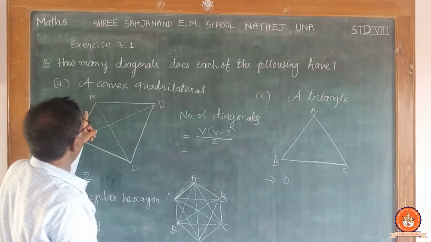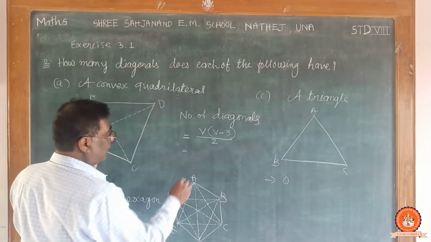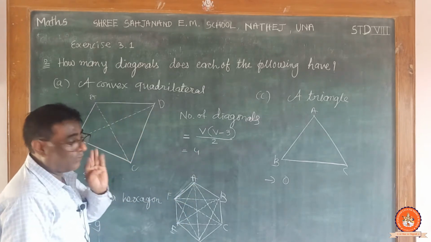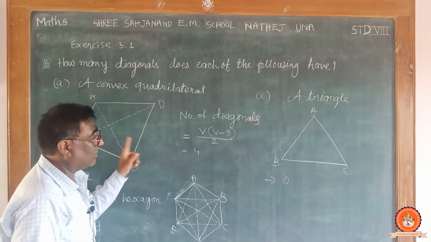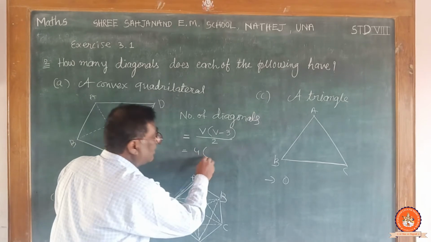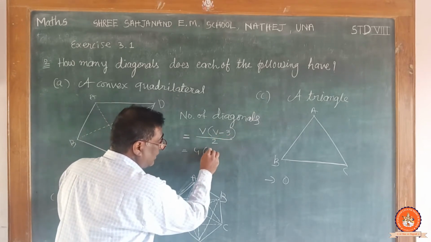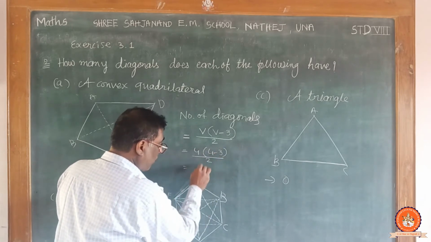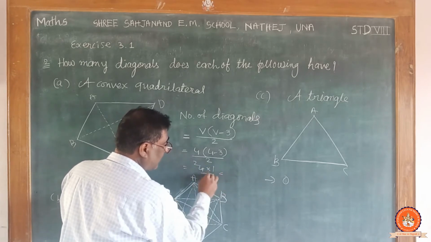Let's think about a quadrilateral. How many vertices are there in a quadrilateral? There are 4 vertices. So V is the number of vertices in a polygon. It's 4 into (4 minus 3) divided by 2. That's 4 into 1 divided by 2, which is 2.